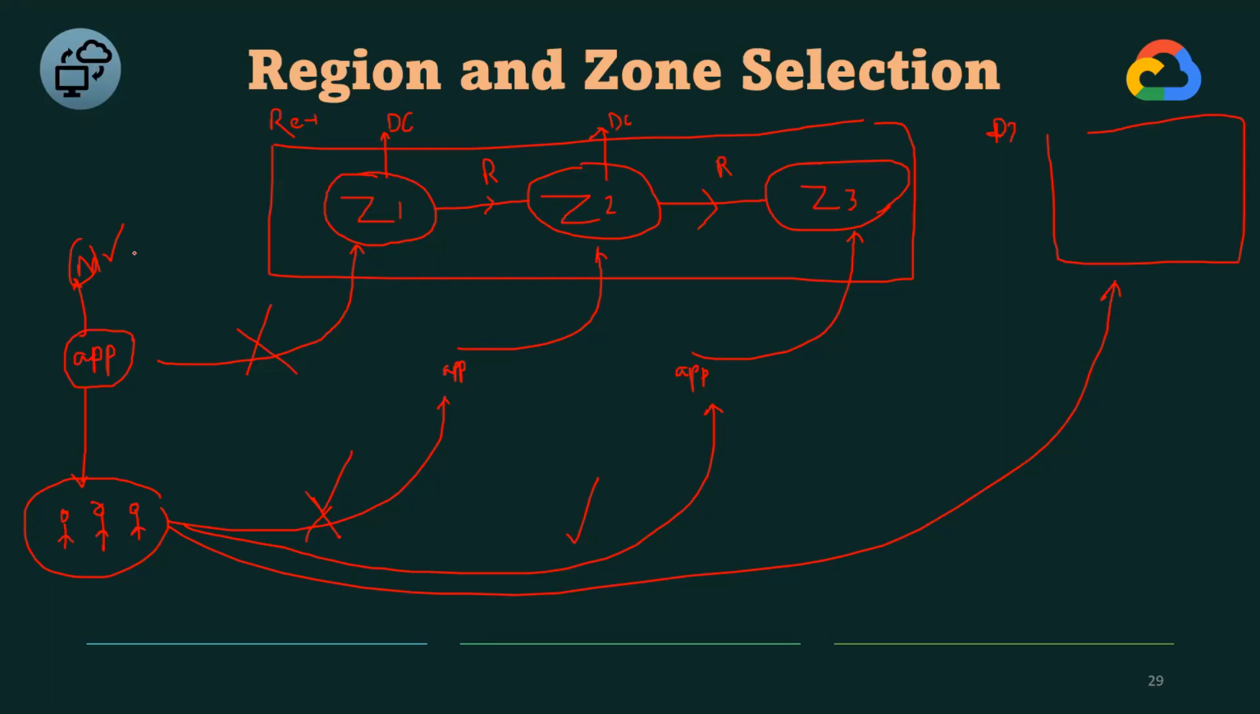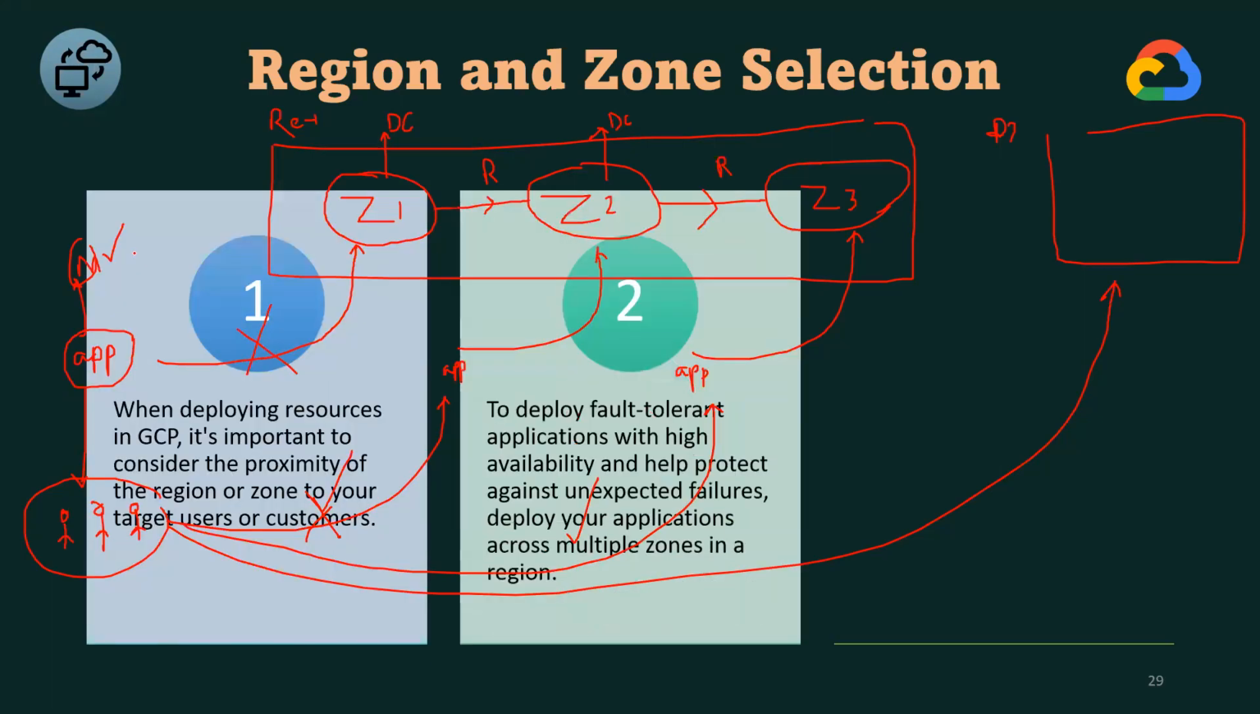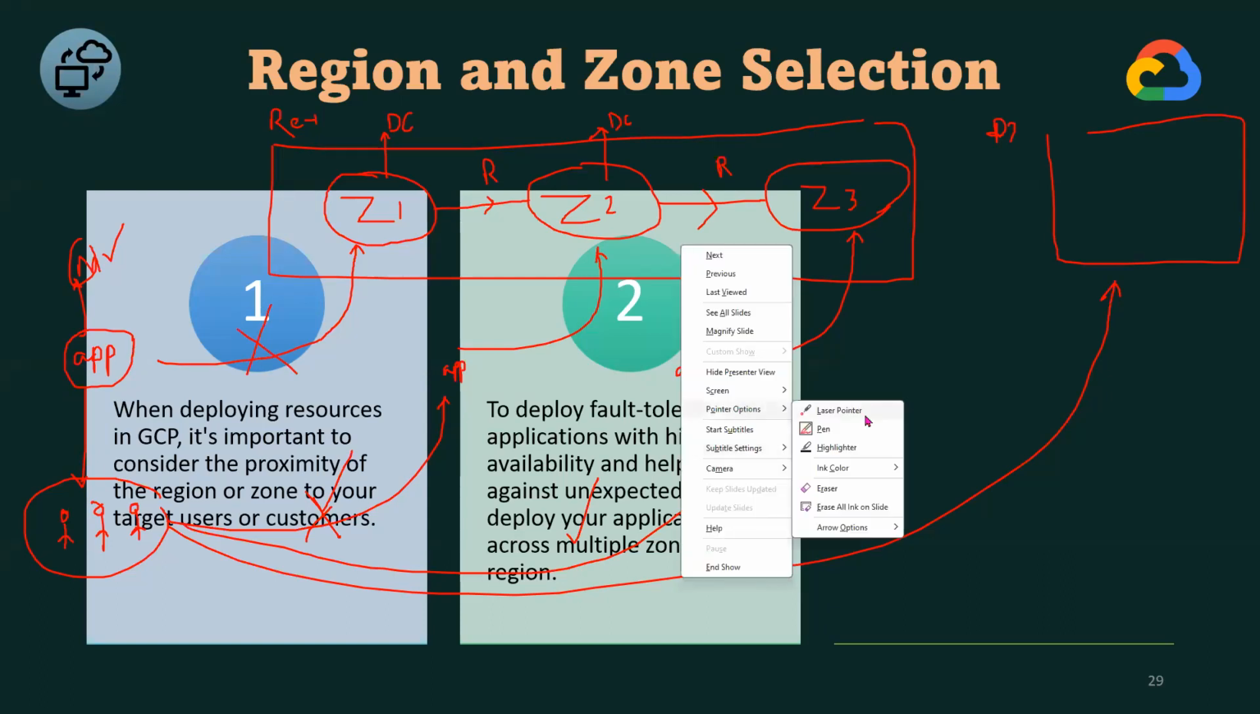On the second point, what does our second point say? To deploy fault tolerant applications with high availability and help protect against unexpected failures, deploy your applications across multiple zones in a region. Okay, we are trying to deploy your applications in multiple zones. So this is what happens, guys. So this is our second point.